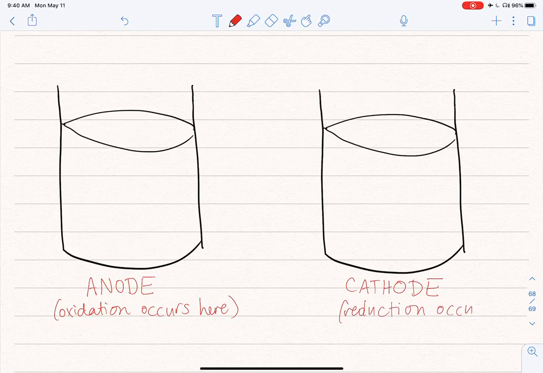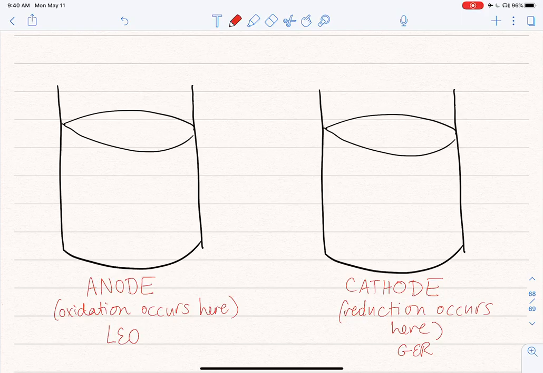Sometimes I have heard a mnemonic device, red cat: reduction occurs at the cathode. That might help you remember which is which. Remember, LEO the lion goes GER: lose electrons, oxidation. So oxidation is occurring at the anode. Those terms are really important because you have to know where the electron flow is going.